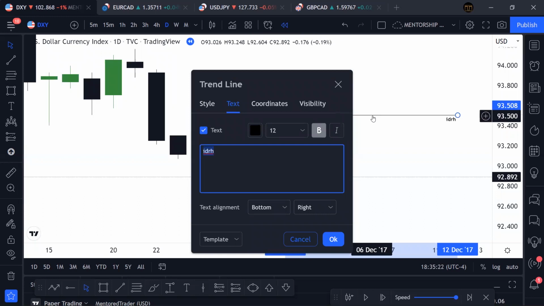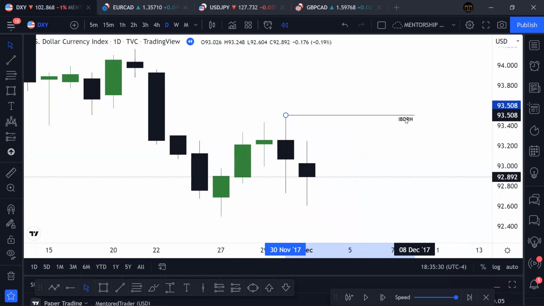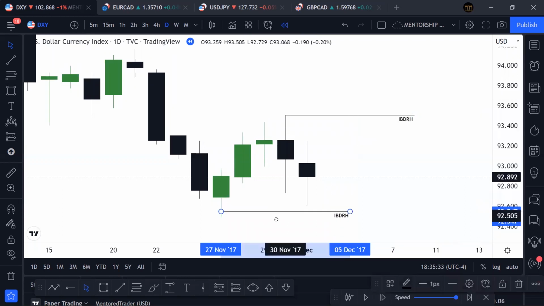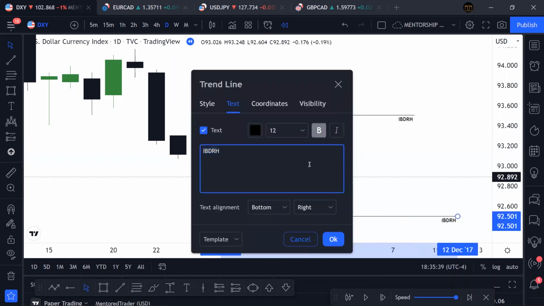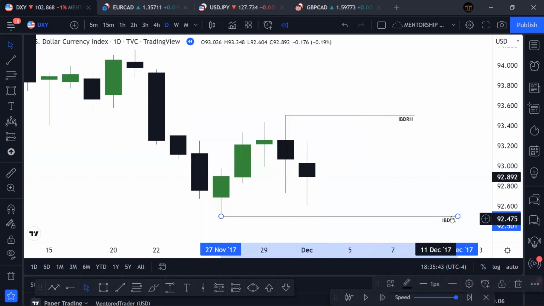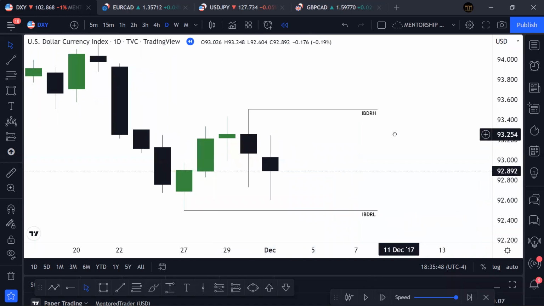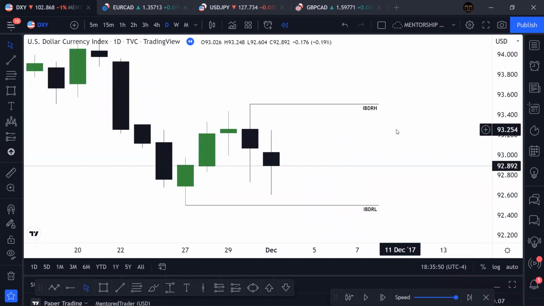Okay, now this is funny. Interbank dealing range high. Then the lower one will be the interbank dealing range low. Interbank dealing range low. To me, they are. And now this is my concept.